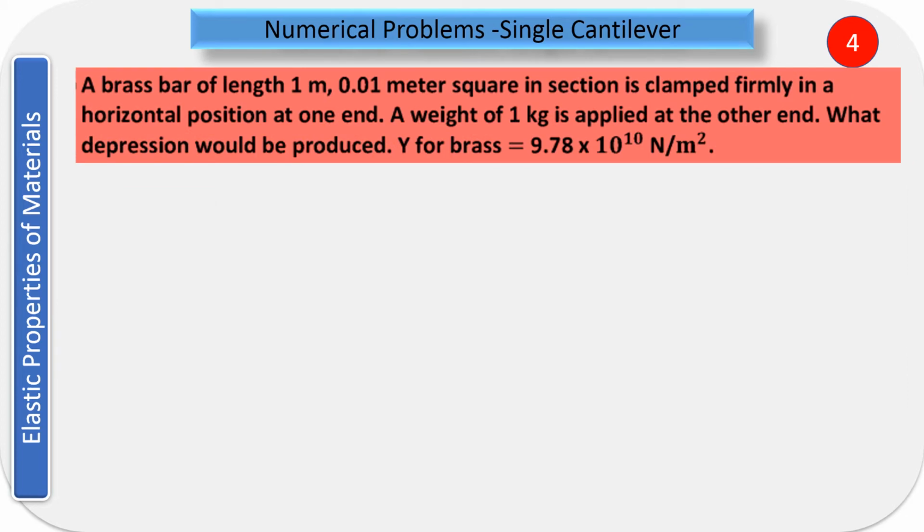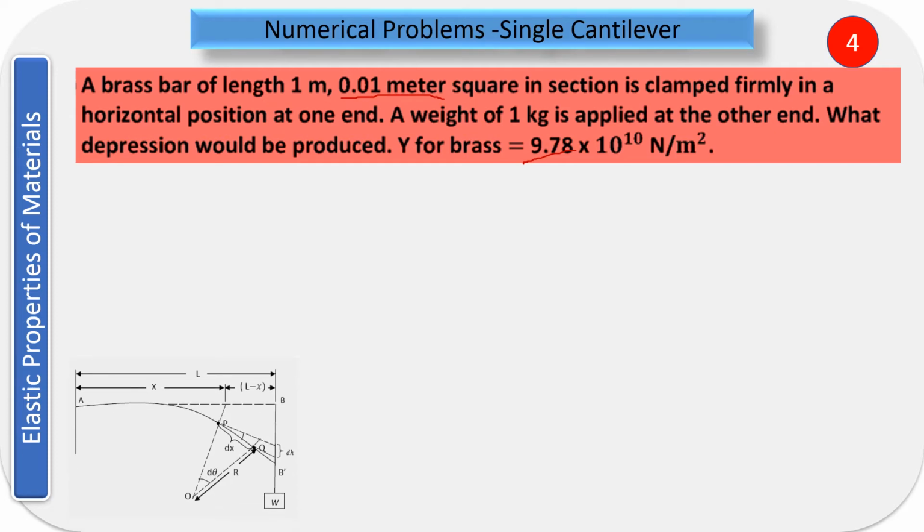Now it says a brass bar of length 1 meter, 0.01 meter square in section, that is cross sectional area, is clamped firmly in a horizontal position at one end. A weight of 1 kg is applied at the other end. What is the depression produced? So H you have to find out. The Young's modulus Y for the brass has been given. This is the value that has been given.